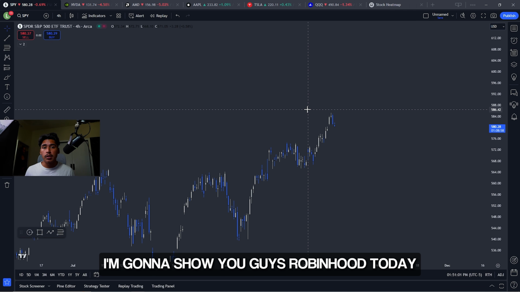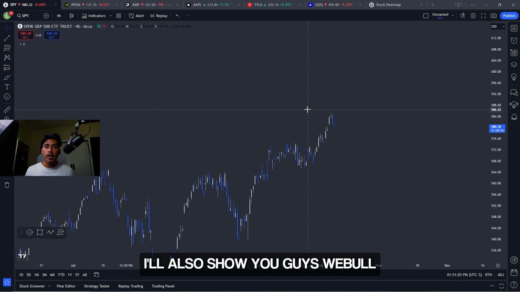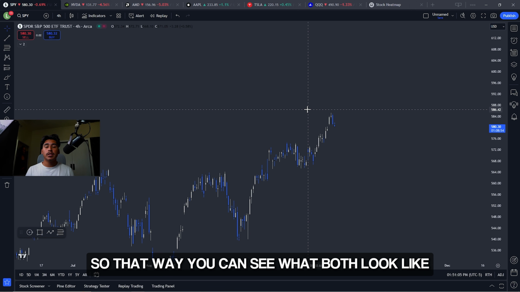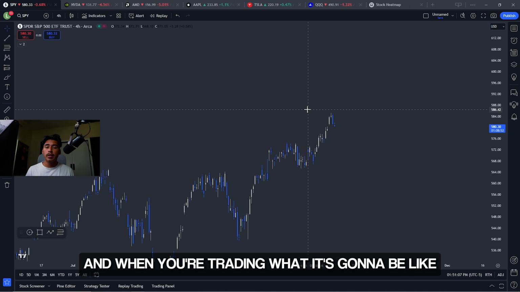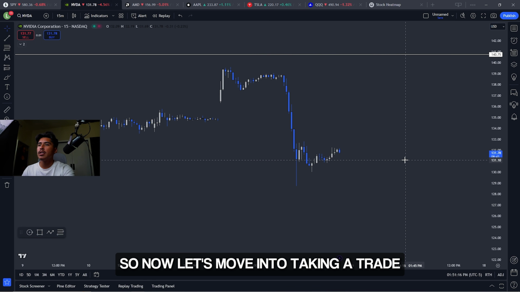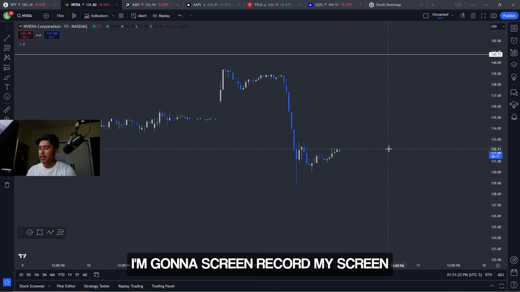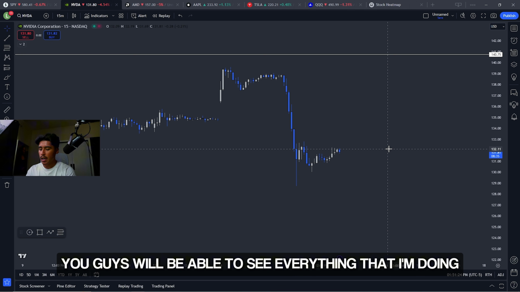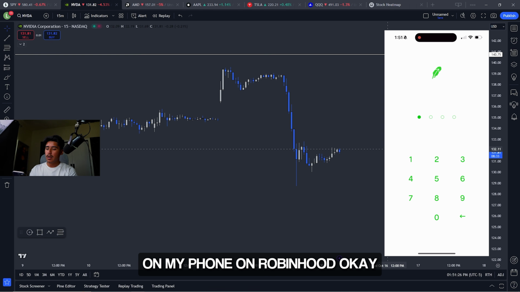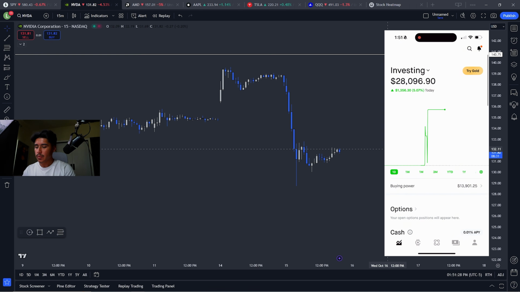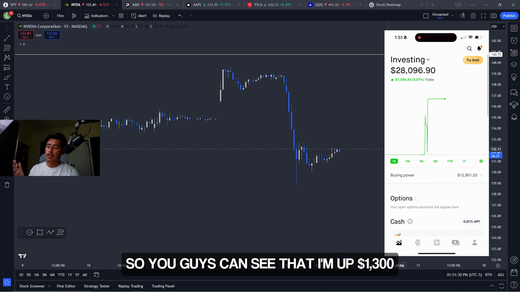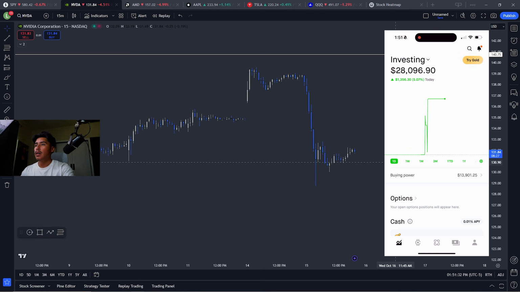I'm going to show you guys Robinhood today. I'll also show you guys Webull, so that way you can see what both look like and what it's going to be like when you're trading. So now let's move into taking a trade. I'm actually going to trade live here with you guys. I'm going to screen record my screen and you guys will be able to see everything that I'm doing on my phone on Robinhood. Okay, so you guys can see that I'm up $1,300 and I'm looking for a trade.